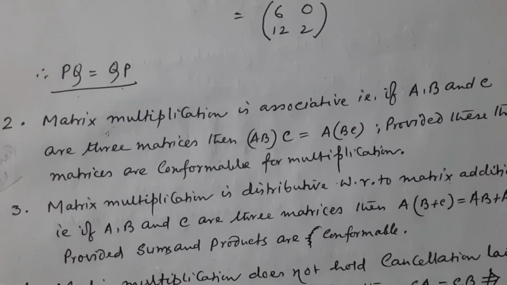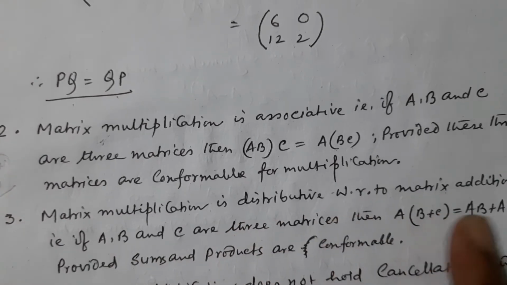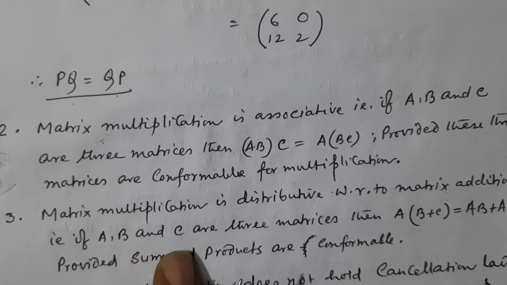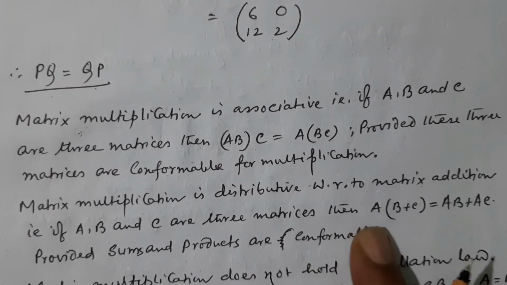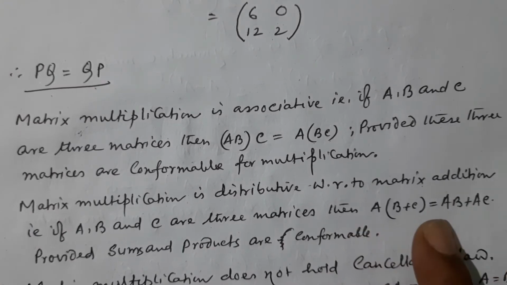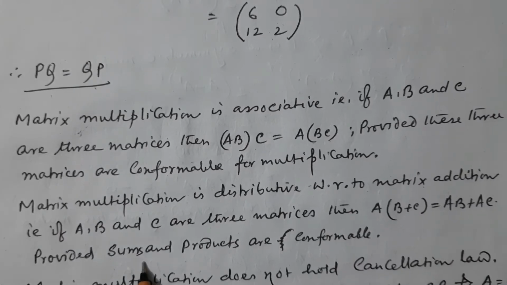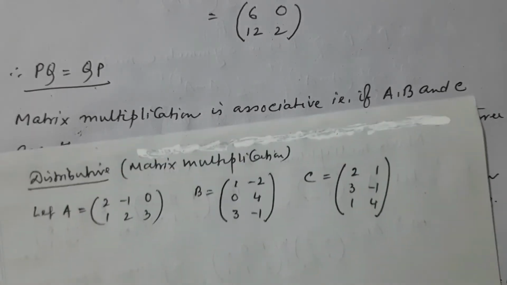Next, matrix multiplication is distributive with respect to matrix addition. That is, if A, B and C are three matrices, then A into B plus C equals AB plus AC, provided sums and products are conformable. Let us consider an example.